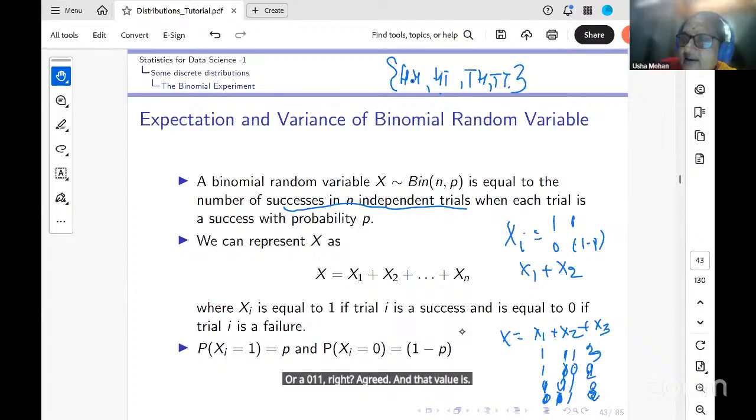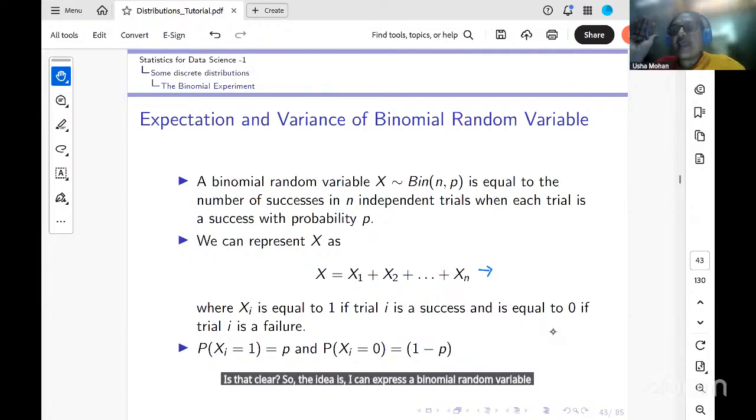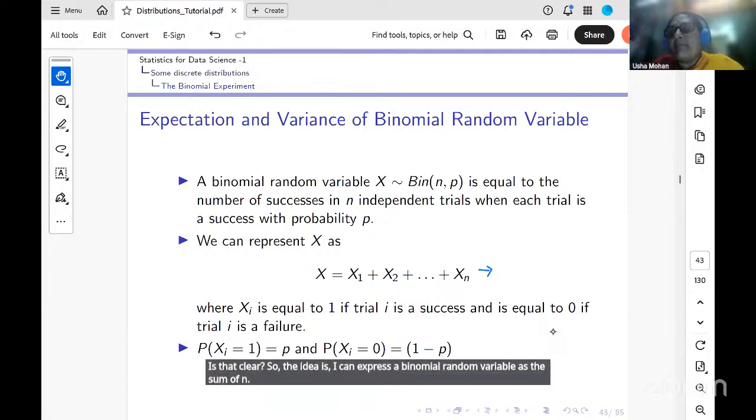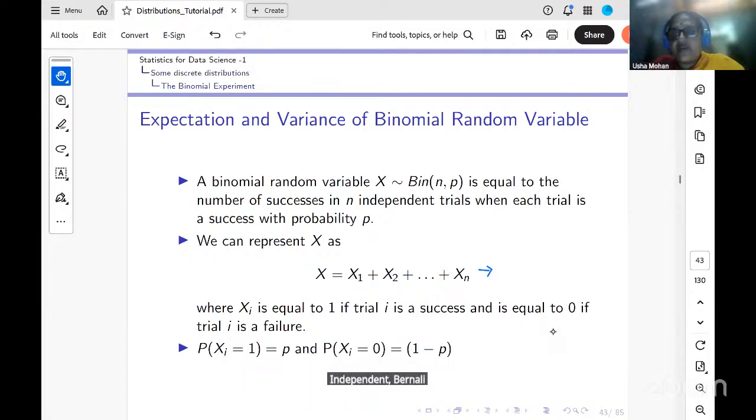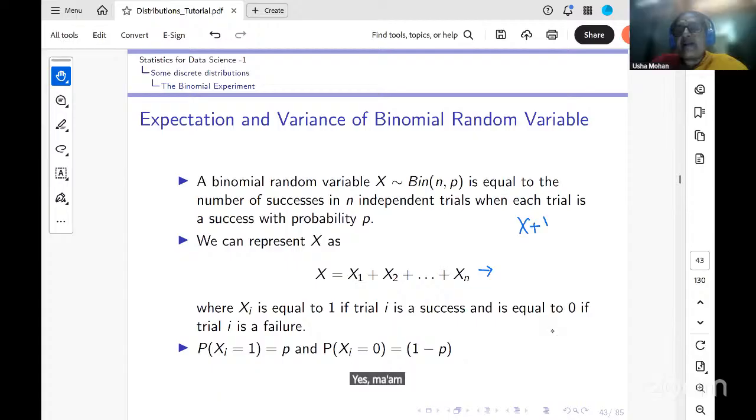Is that clear? So the idea is I can express a binomial random variable as the sum of n independent Bernoulli random variables. Till here is it clear? Okay. Now, if I have independent random variables, what is expectation of x plus y?